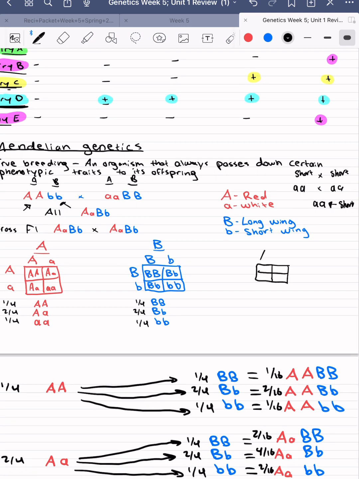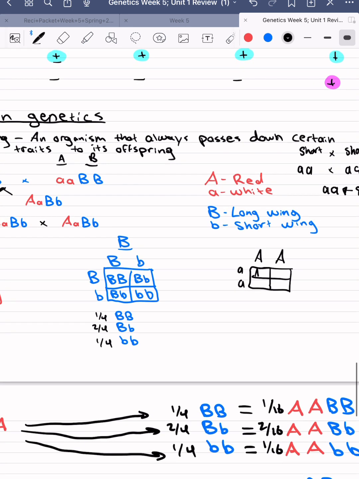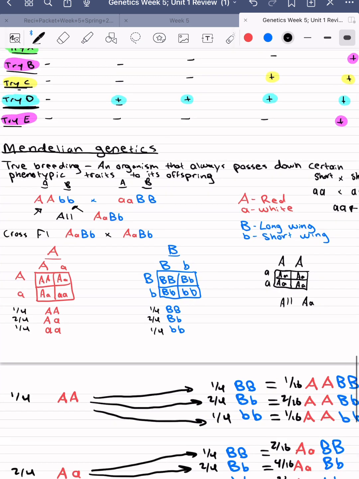So here we have the organism, and it's homozygous dominant at one of the genes. We're going to cross it with an individual homozygous recessive at the same gene, so little a. We can see that all of the offspring have a big allele and a small allele, so all big A, little a. At the B gene, it's the same thing. So the offspring are all going to be heterozygous.